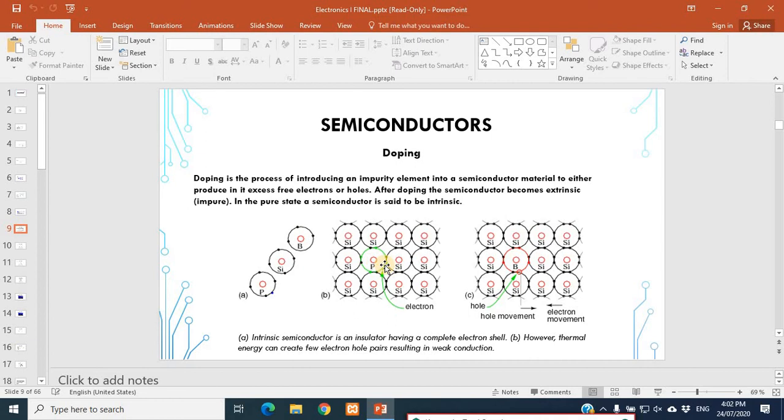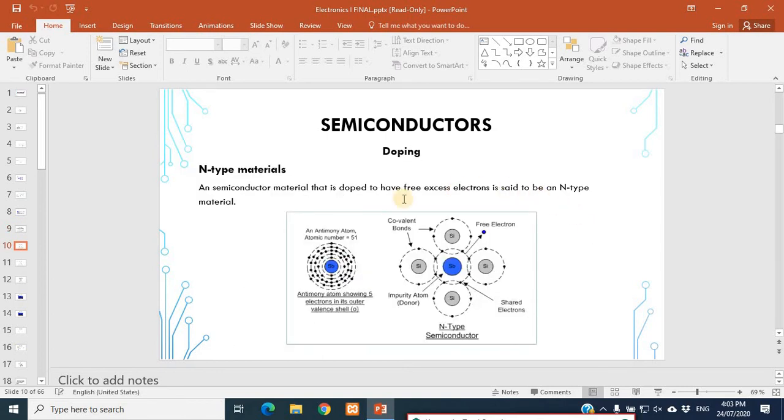The same way, if you have a bag of maize and then you have small grains of rice inside, the small grains of rice inside become an impurity in the maize because it is a sack of maize. You are not supposed to find rice inside. The same way, since this is a silicon material and you have introduced a foreign material, a foreign atom inside, this one becomes an impure atom in the material. That's why you can say that. So doping is a process of introducing an impurity element or atom into the semiconductor material to either make it produce free electrons or free holes. Whichever way, we make the semiconductor become conductive.